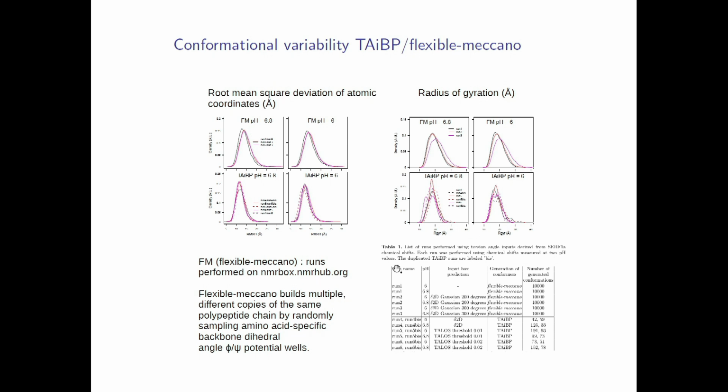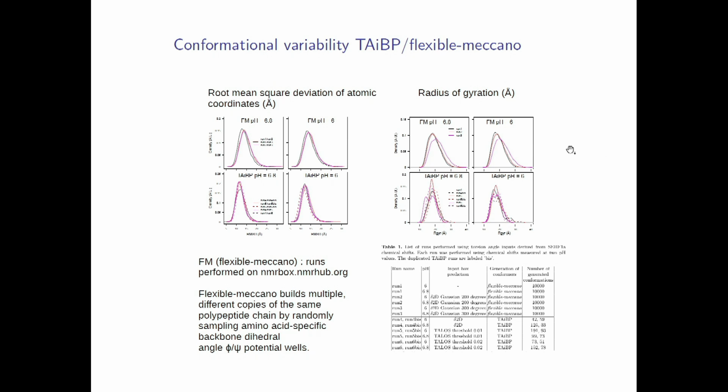generating conformations more on the Monte Carlo approach. And if you look at the distribution of atomic coordinates, you see that fleximecano and TIBP have similar distribution. TIBP is slightly more converged, and also for the so-called radius of gyration, which is giving you a bit of an idea of the shape of the ensemble.